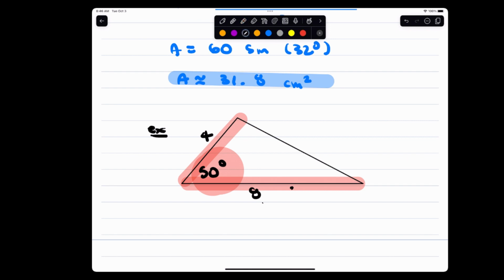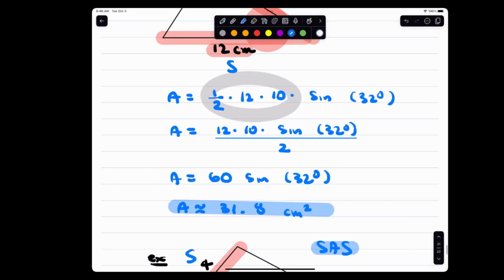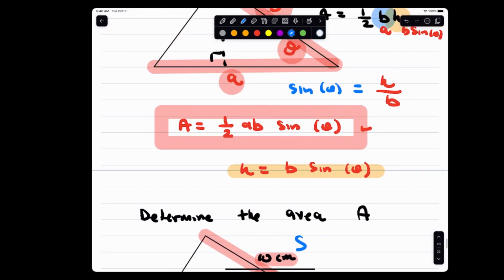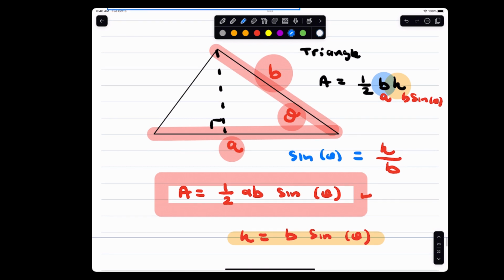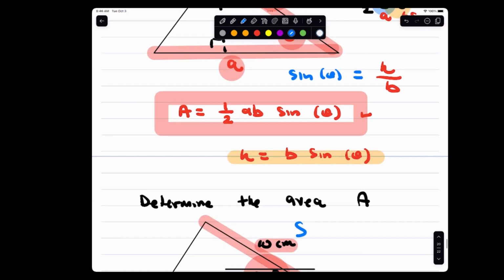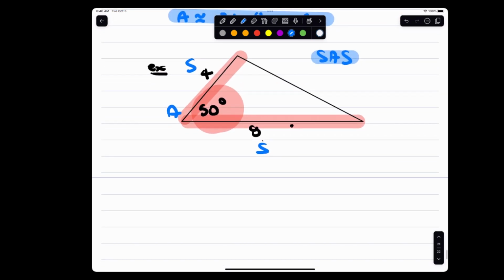Scary. This is a side. This is an angle. This is a side. So I just want you guys to get used to that idea because that's where we're headed. Side angle side, meaning there's an angle between two adjacent sides. So anytime you have this, you could use this formula. This formula is brand new for you guys. I just proved that to you guys. 1/2 AB sine theta, the area formula for a triangle.